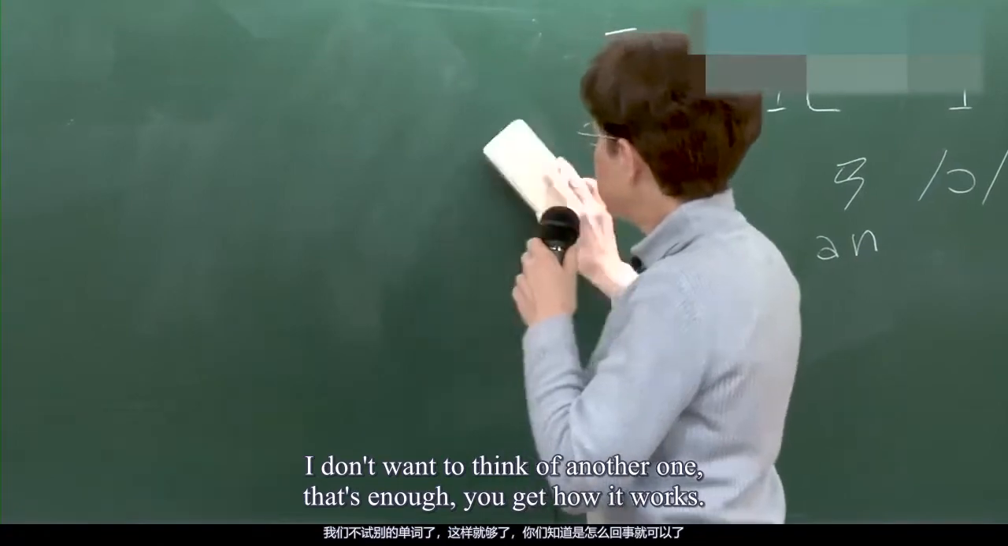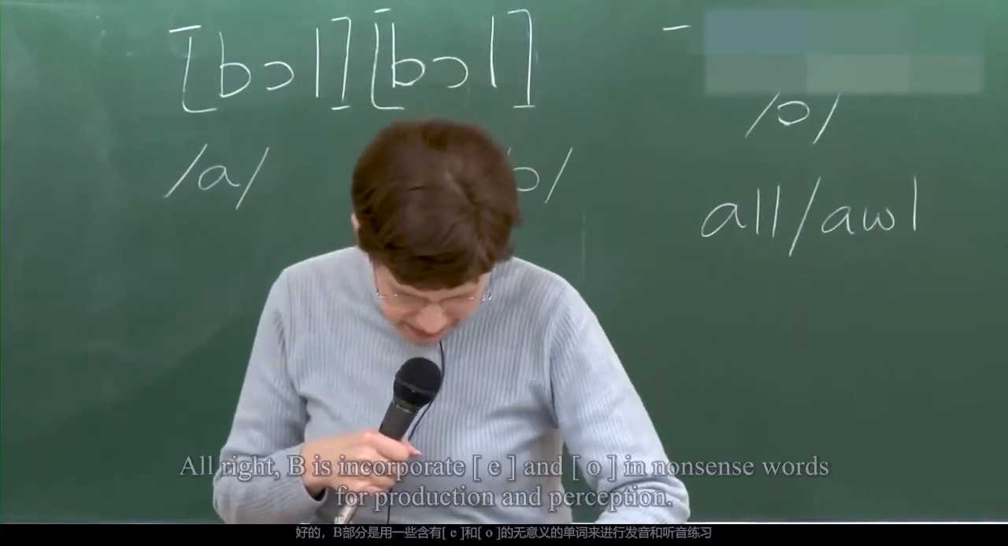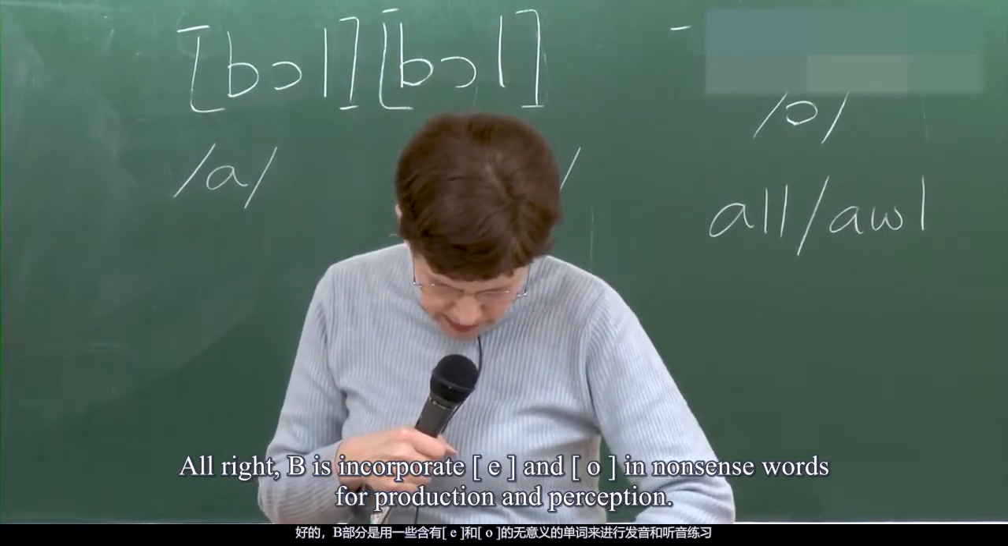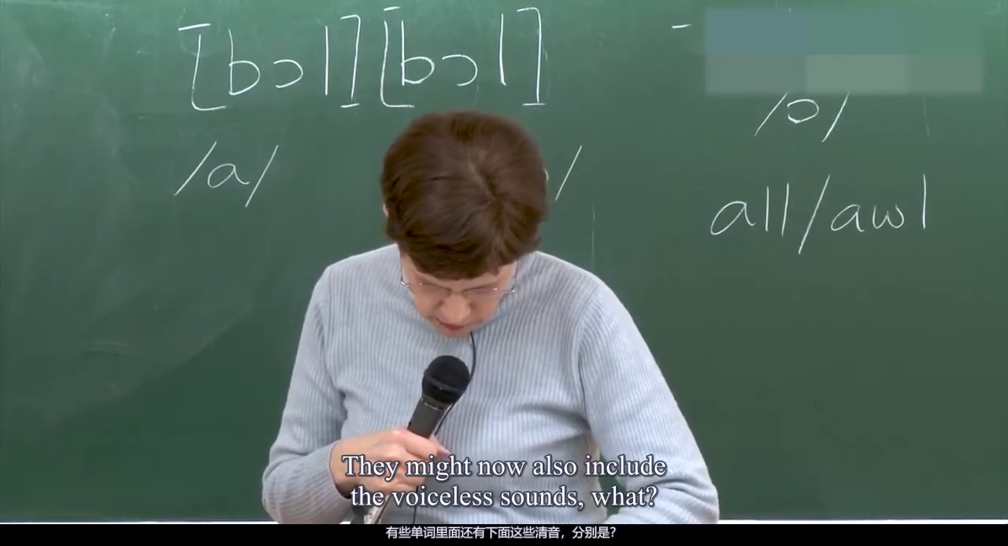I don't want to think of another one. That's enough. You get how it works. I don't want to train you to shorten your diphthongs. All right, B is incorporate A and O in nonsense words for production and perception. They might now also include the voiceless sounds.